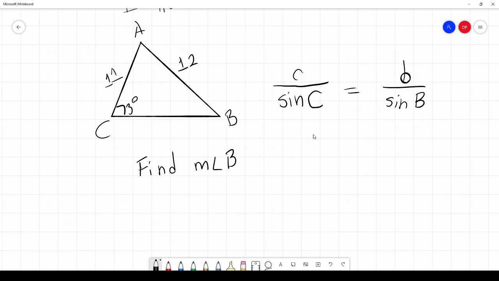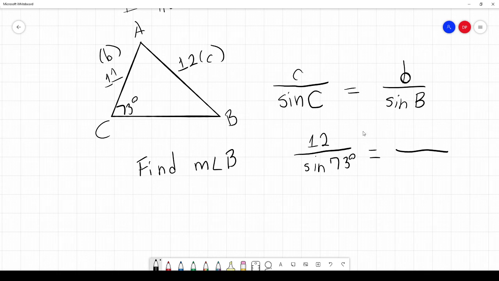We know the length of side C is 12 units, because it's opposite angle C. Then angle C is 73 degrees, so this is going to be the sine of 73 degrees. And this is going to be equal to the ratio of side length B. So 11 is the side length B, because it is opposite angle B.